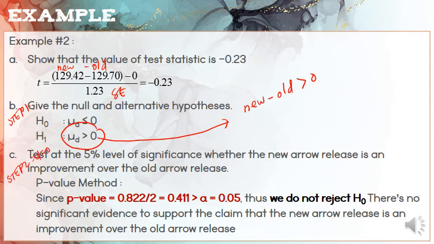Alpha 0.05. Step 3, kita pakai p-value method. So, since p-value sama dengan 0.822 bahagi 2. Kenapa bahagi 2? This is a one-tailed test. Greater than alpha 0.05, thus we do not reject our H null. Okay, so this is step 4. Your decision, and last sekali, step 5, your conclusion. So what is our conclusion? There is no significant evidence to support the claim that the new arrow release is an improvement over the old arrow release.